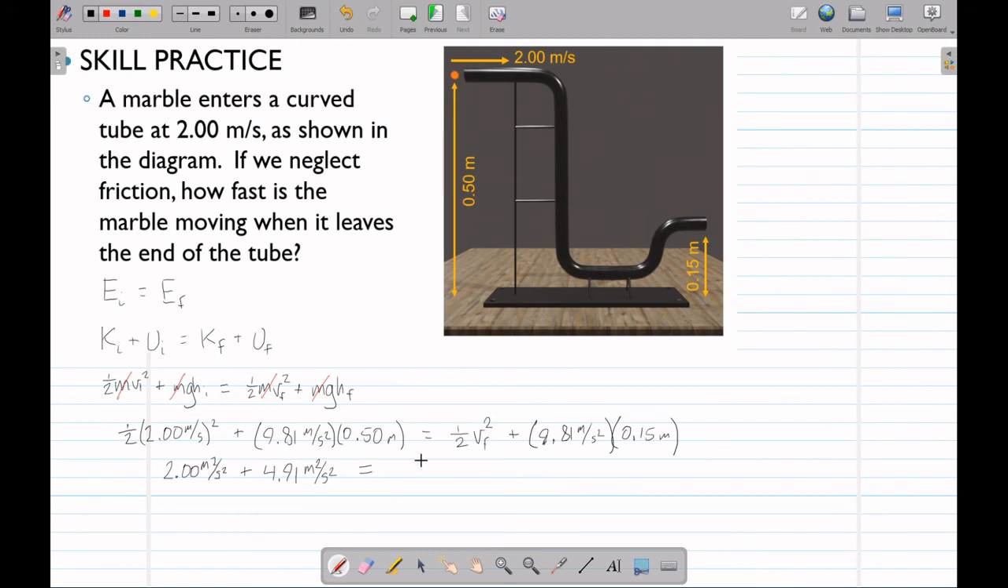On the other side, we've still got 1/2 times VF squared plus 9.81 times 0.15. Again, I'm going to keep 1 additional significant figure, so that's going to be 1.47 meters squared per second squared, because we have meters times meters per second squared. All right, now we will add these 2 numbers on the left side, so 2.00 plus 4.91 gives us 6.91 meters squared per second squared. And on the right-hand side, nothing really changes there yet. We're about to make some changes.